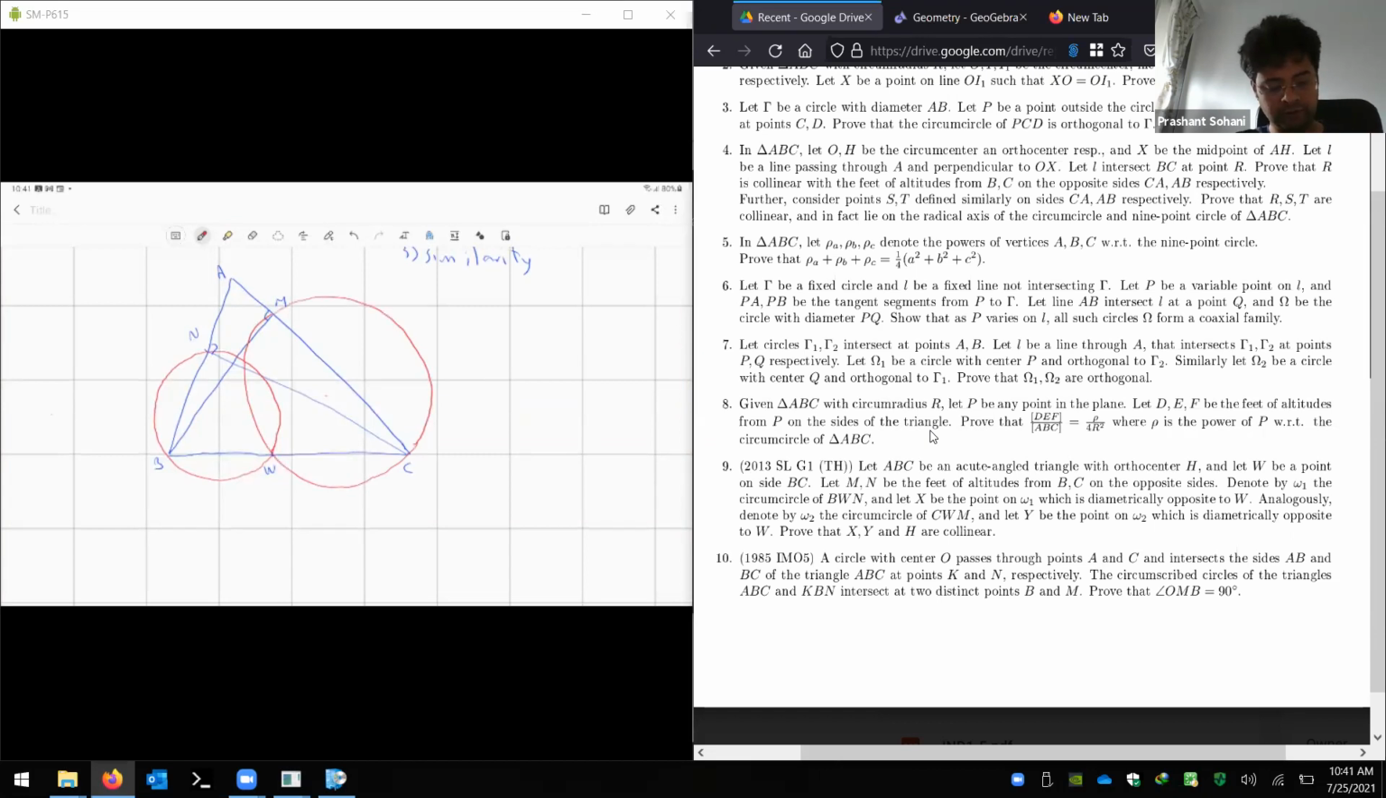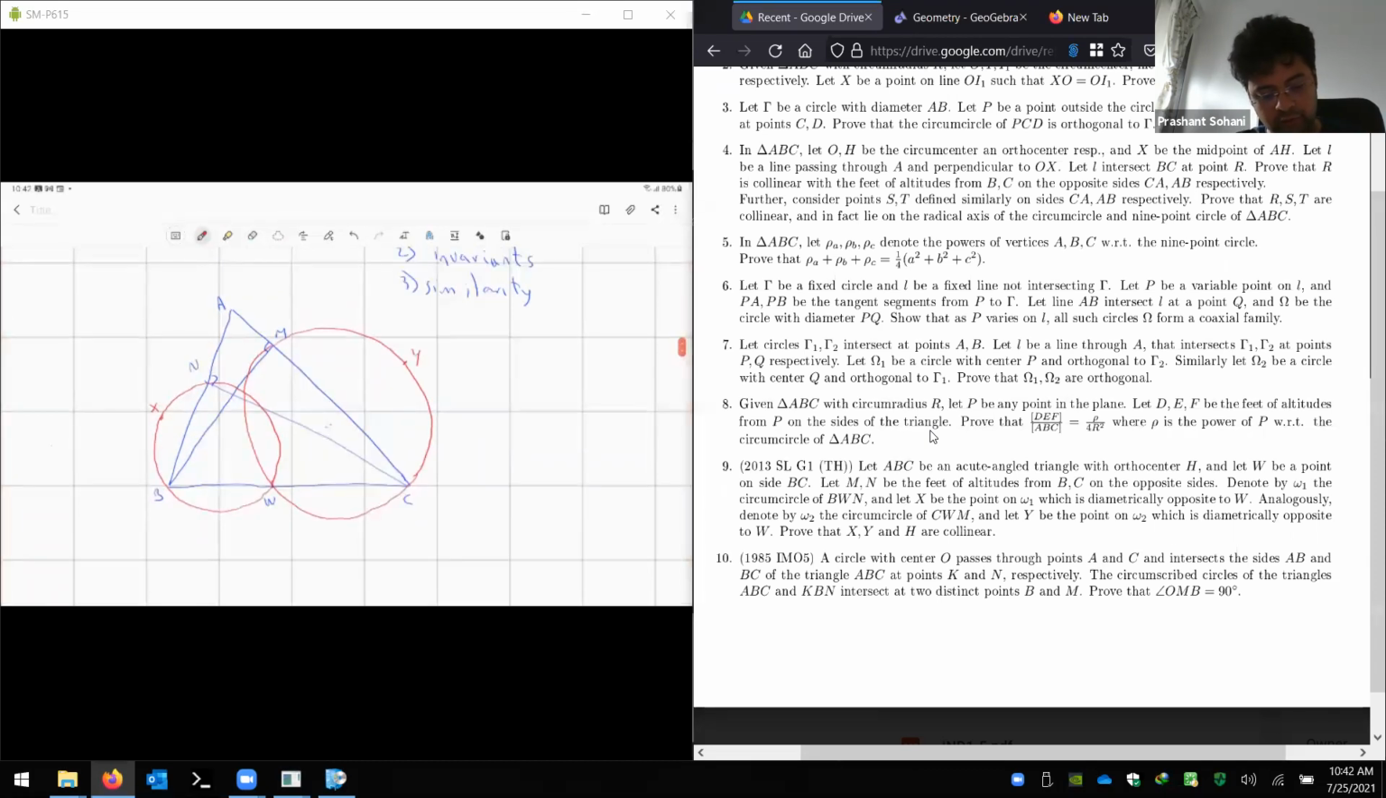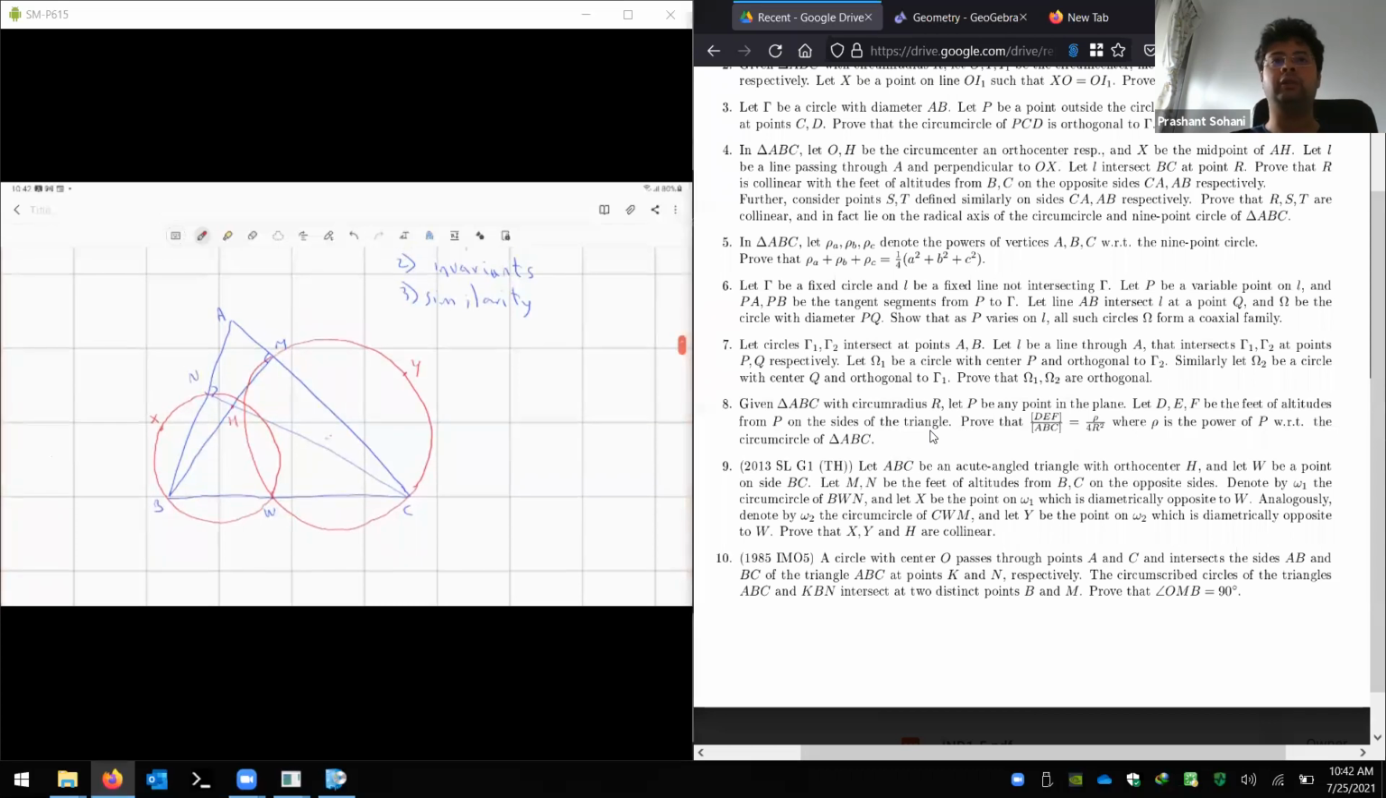And the diametrically opposite points of W on both of these circles are X and Y, and H is of course the orthocenter. So I want to show X, H, Y are collinear. Okay.